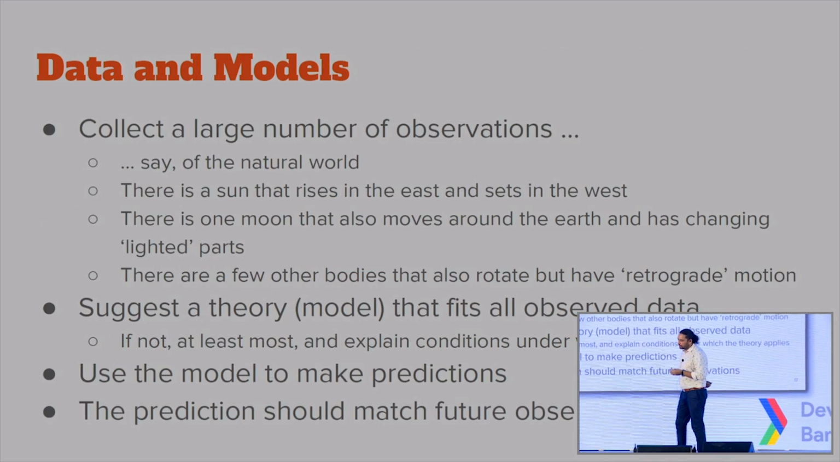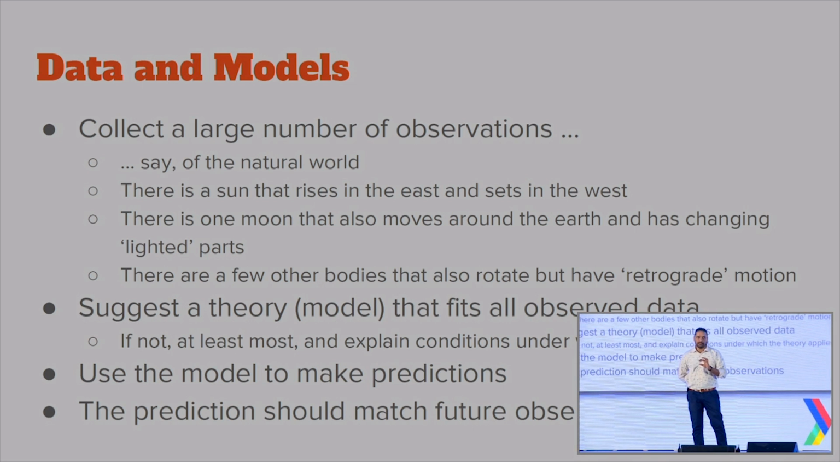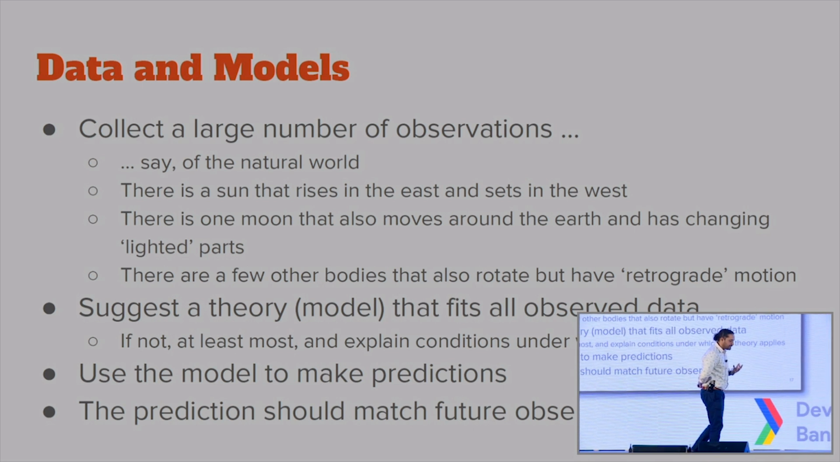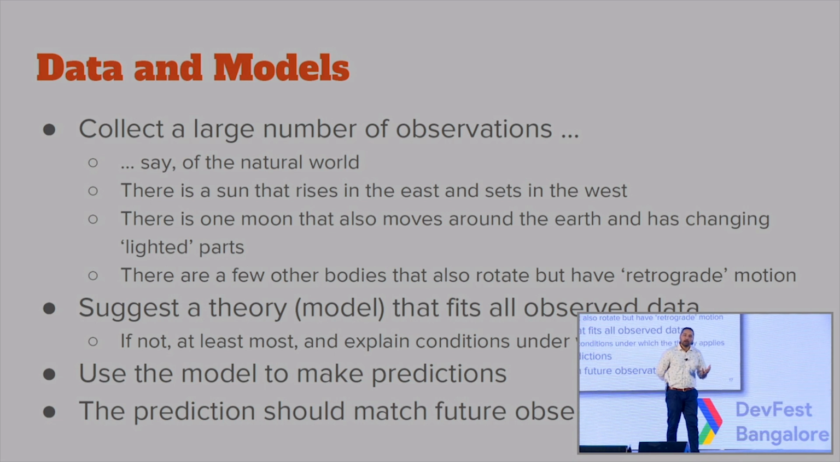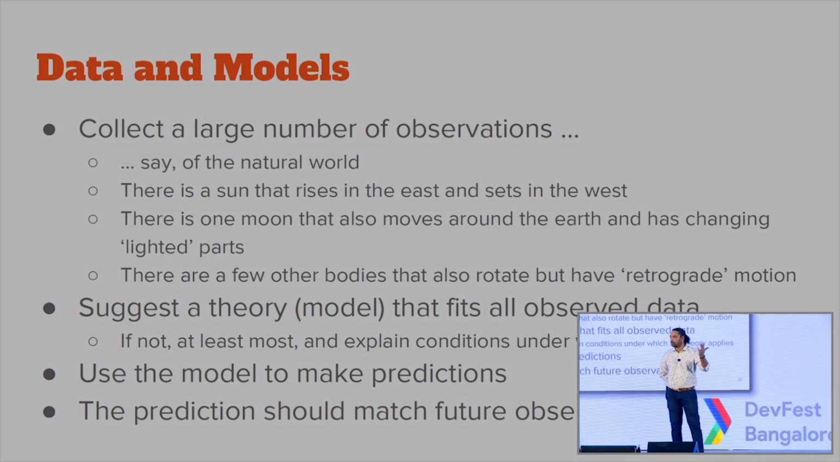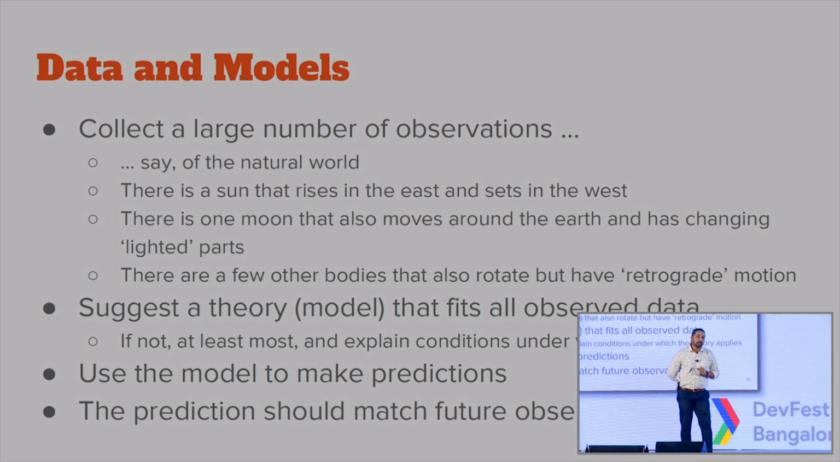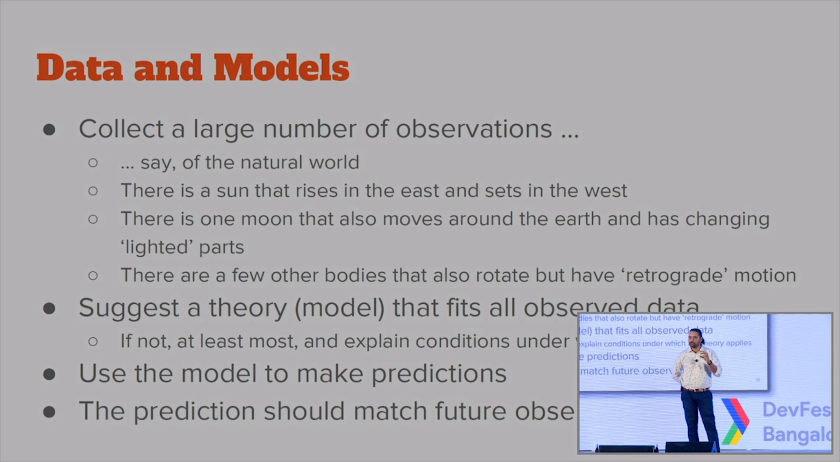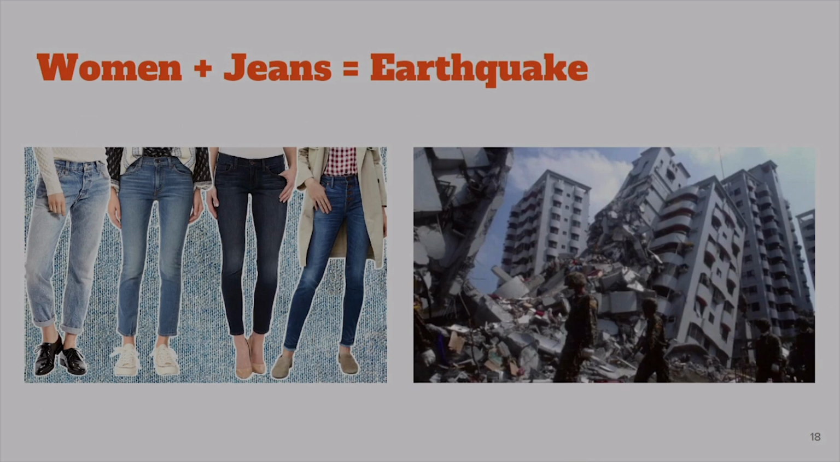So the approach to creating models is to collect a large number of data points. One example is, say, if you're trying to figure out how the general universe with all the heavenly bodies works, you collect a large amount of data, for example, the movement of the heavenly bodies, the stars, suns, and then see how that works. Yeah? Now, there are some models that are bad.